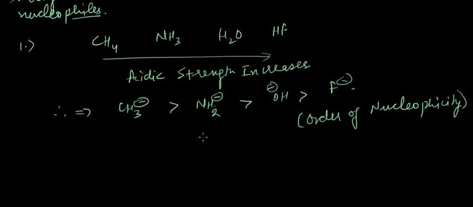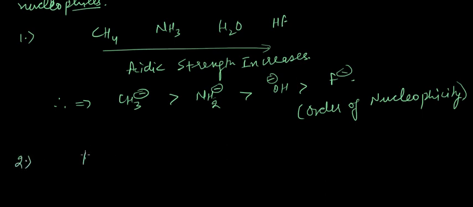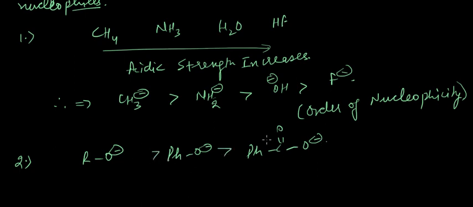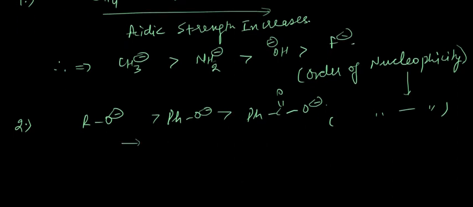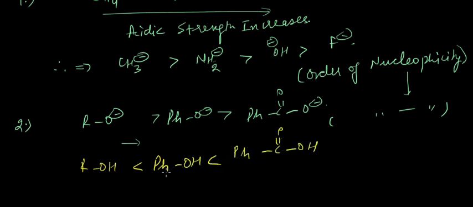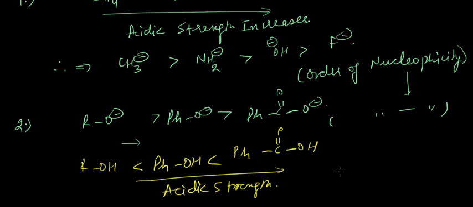Okay, and a second example we can take, like we have RO minus, PhO minus, or maybe others. Their conjugate acid order was something like this, so the basic order or the nucleophilicity order would be like this. Because the acidic order was something like this, hence the basic order or the nucleophilicity order would be something like this.